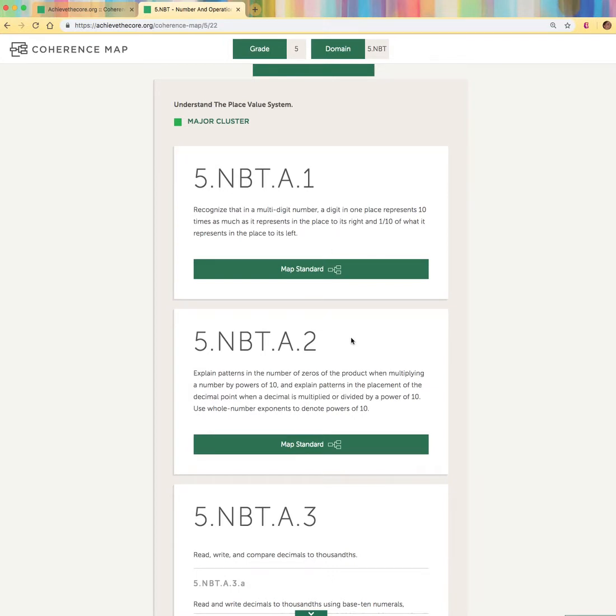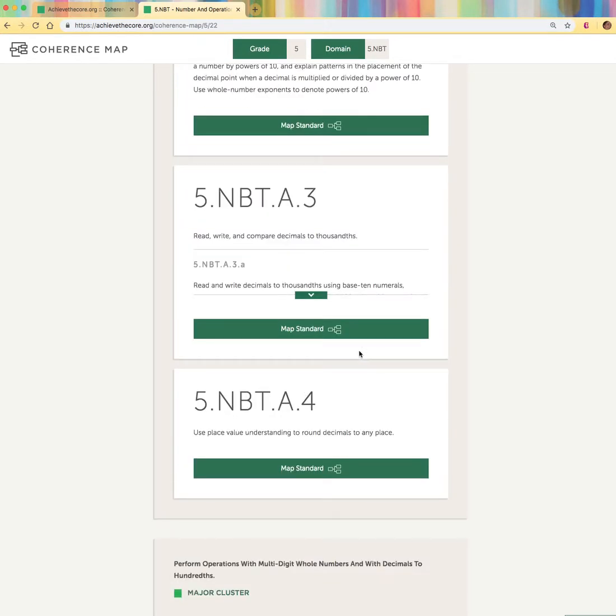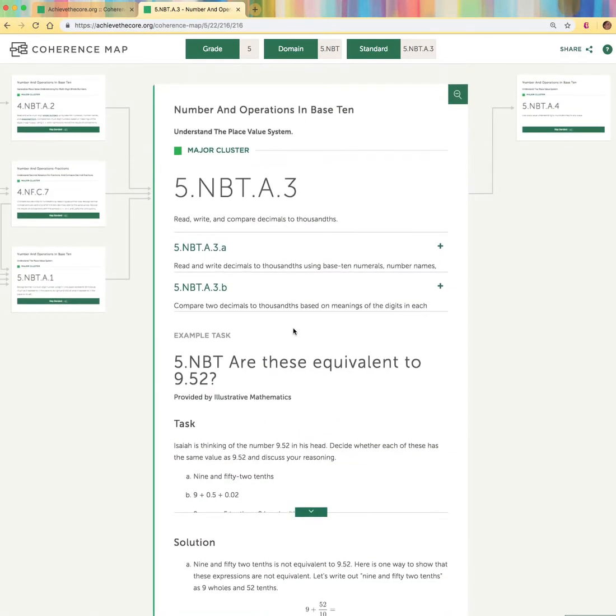And I know that that is standard number 3. So let me scroll down there. And here it is: read and write and compare decimals to the thousandths. So let me click on map standard and see what's going on here.